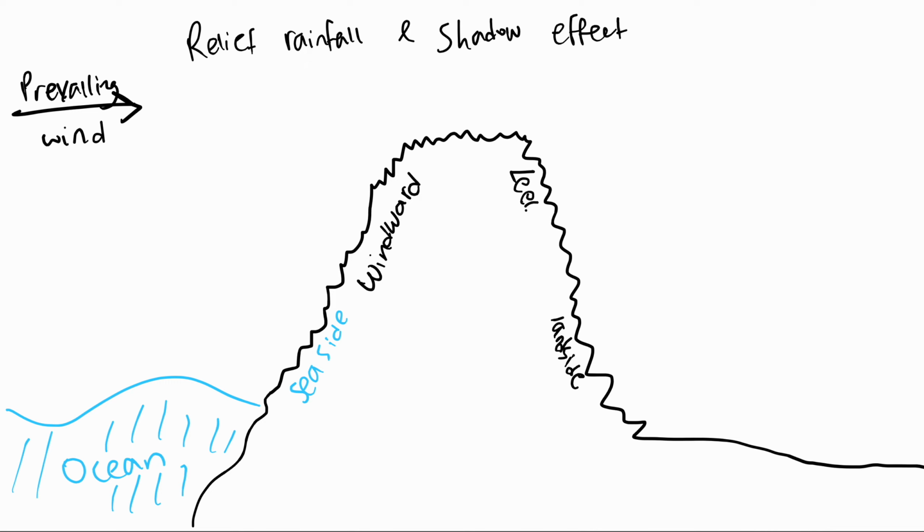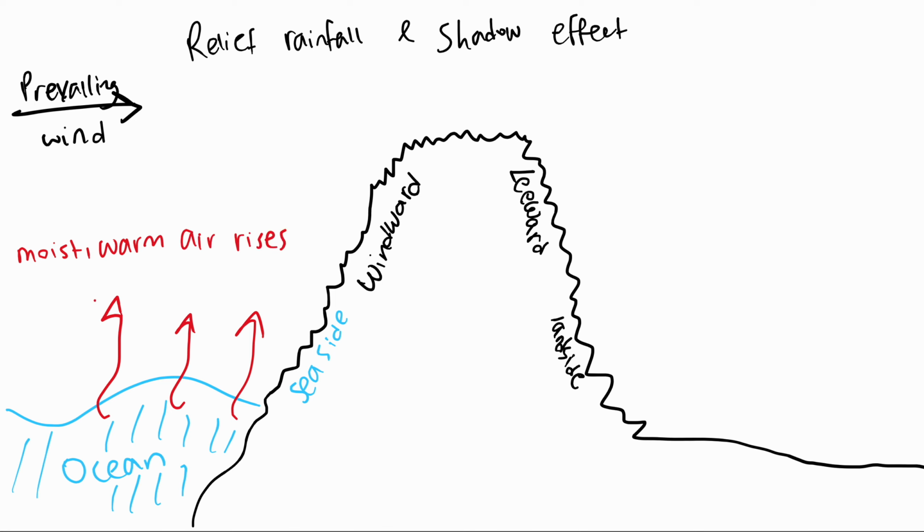So the windward side and the leeward side. The windward side faces the prevailing wind, the leeward side faces away from it. What's interesting about the relief rainfall and the shadow effect is what really happens. The temperature around here is going to be approximately 20 degrees Celsius. So water in our ocean is going to evaporate. Our moist air, because obviously it's water, it's going to be warm, could be hot as well. Warm air rises.